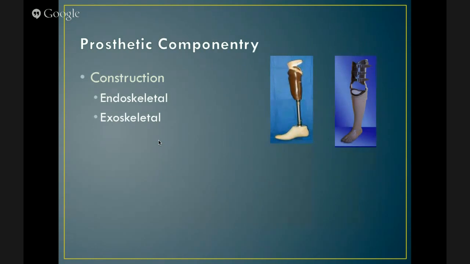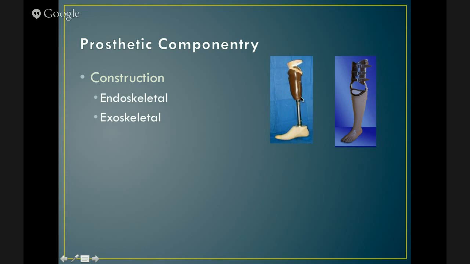So it's just an overview. Construction, endoskeletal versus exoskeletal. You'll see on the right is an exoskeletal design. So basically the support structures are coming from this hard socket on the outside. Whereas an endoskeletal design, which is the majority of what we see these days, kind of works like us, right? It has interior bones, so to speak, or this metal shaft, which provides support and attachment to the remaining structures.